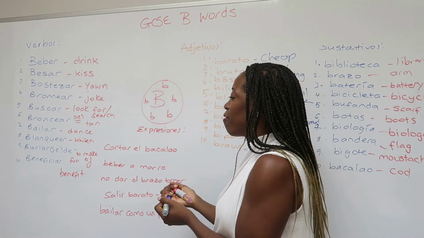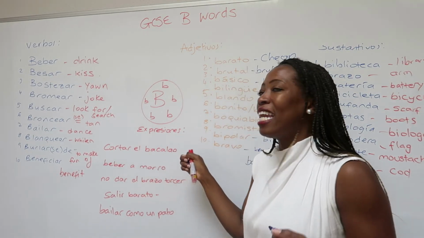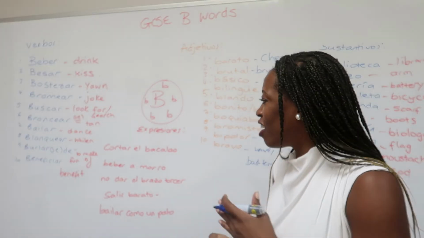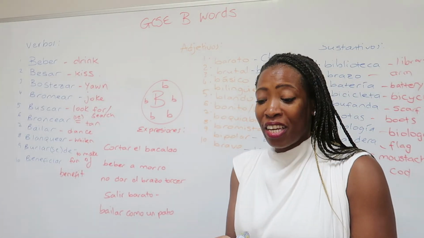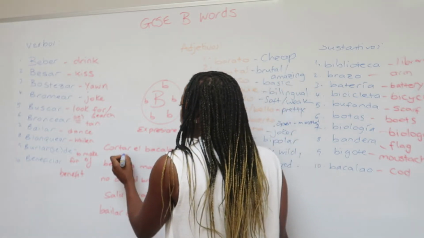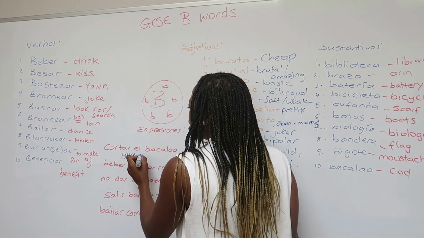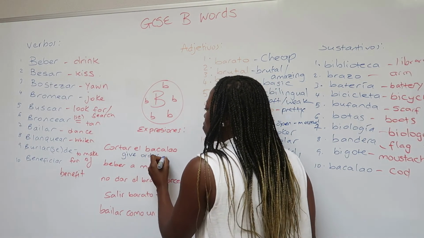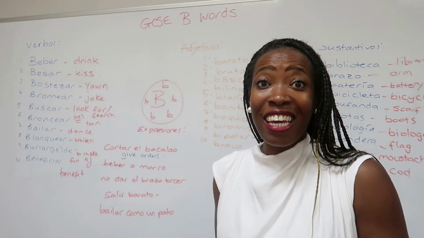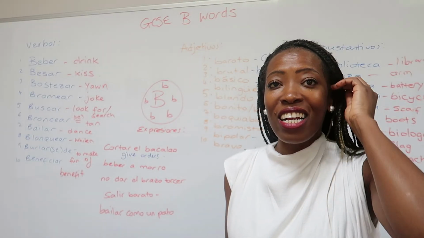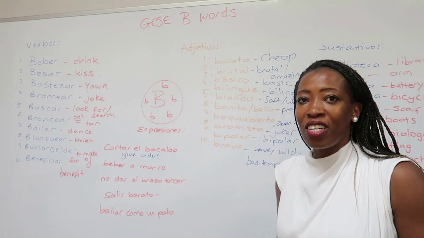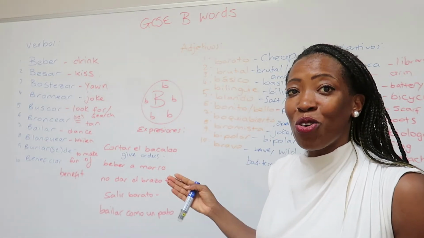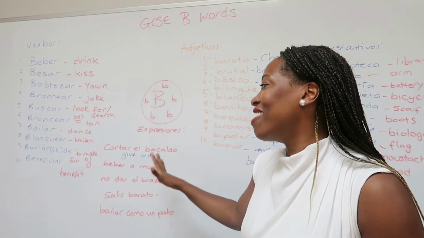The first expression I have for you is cortar el bacalao, to cut the cod. To cut the cod means to give orders. So the person who gives orders. So aquí el señor Green es el que corta el bacalao. So here Mr. Green is the one who gives the orders. Okay, I love this expression.